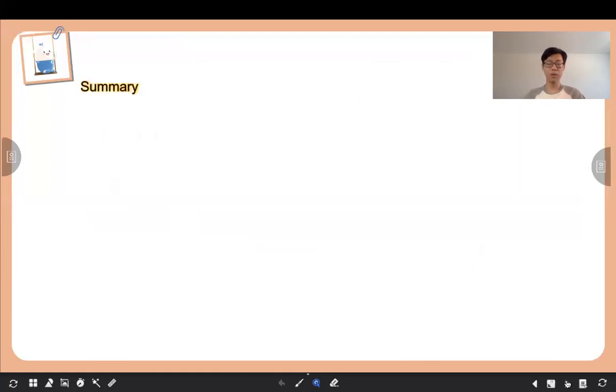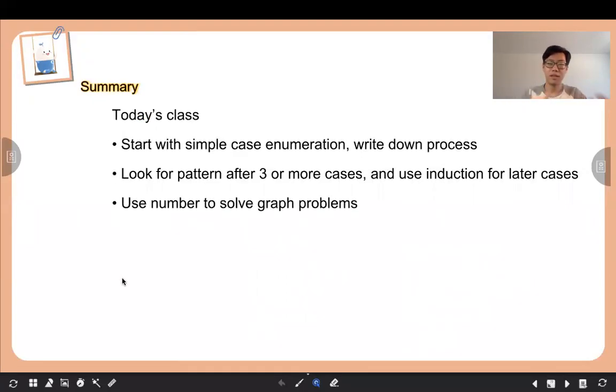How about we do a little bit of summary here. So in today's class, we know that if we are heading for 100 or even 200, those complicated numbers, don't worry. We start with the simple case and we use enumeration and we got this number to find the pattern afterwards. We look for the pattern, right? After a few cases, and then we use our pattern in the number, that is to use induction to find the answer for later cases without any more enumeration.